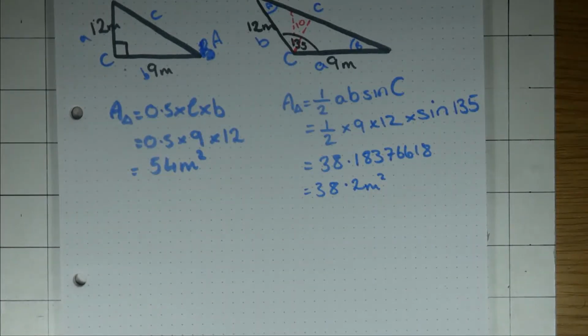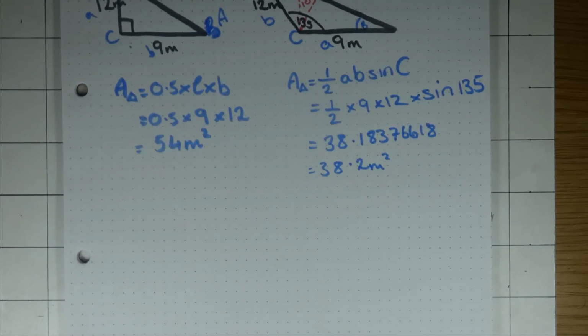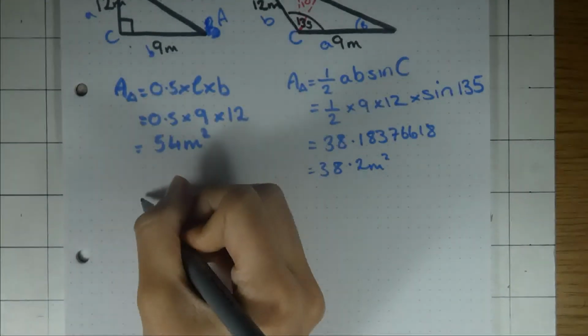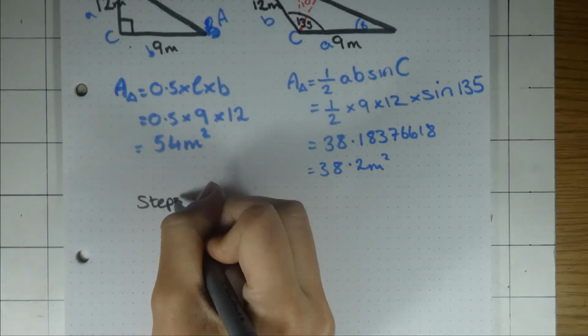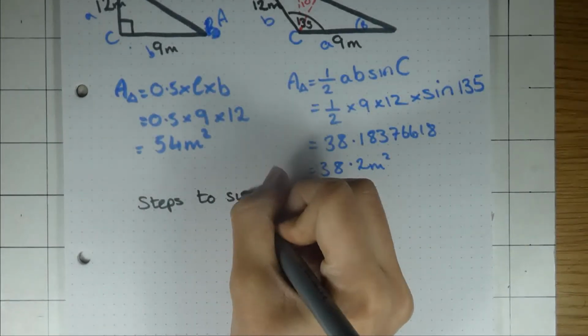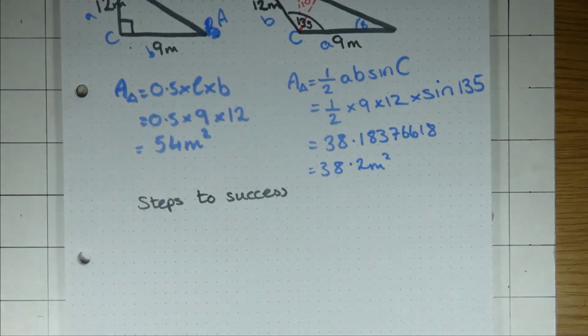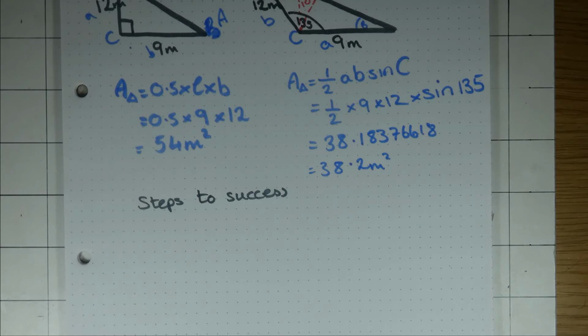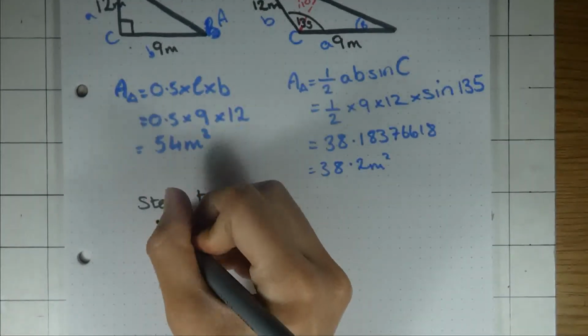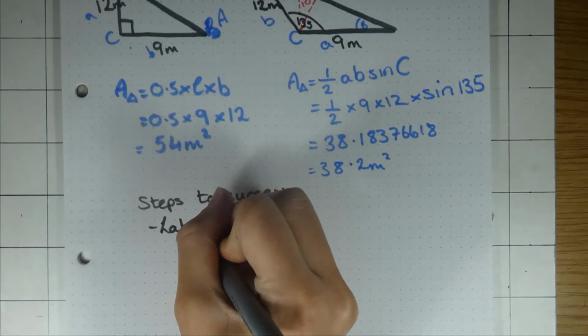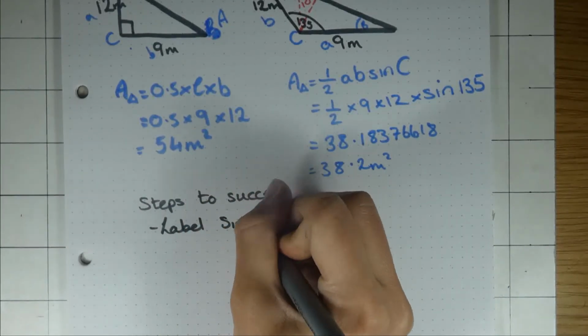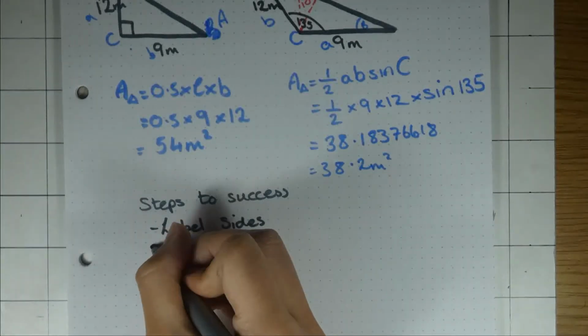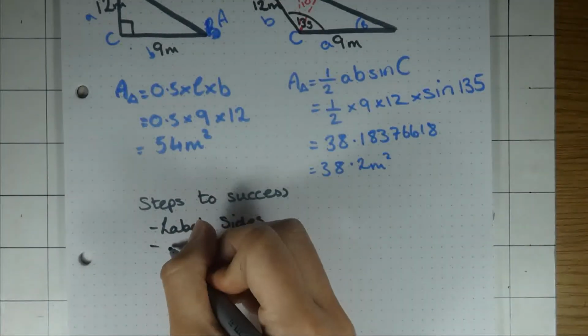What are our steps to success here? Because we want to make sure we're not missing any important information. So steps to success. I would always recommend step 1, labeling your sides, okay? Step 1 and 2 can happen either way around. So 1, you label the sides. 2, you copy the formula.